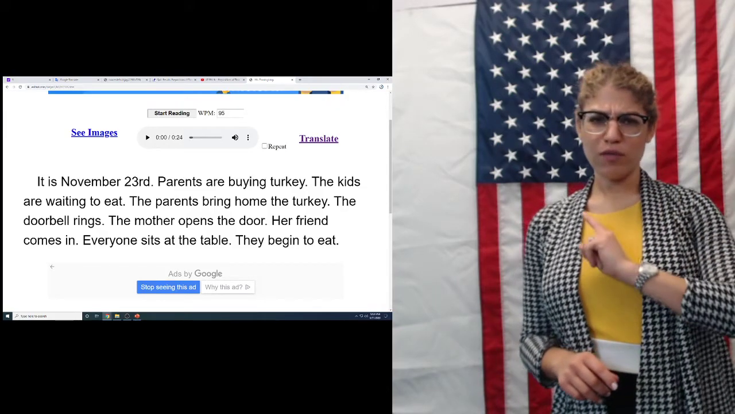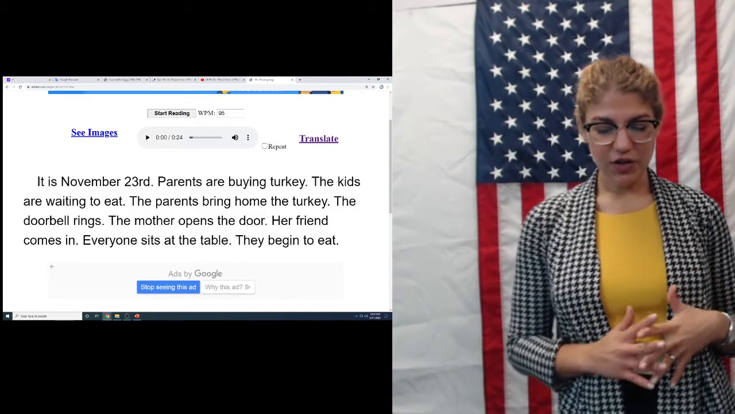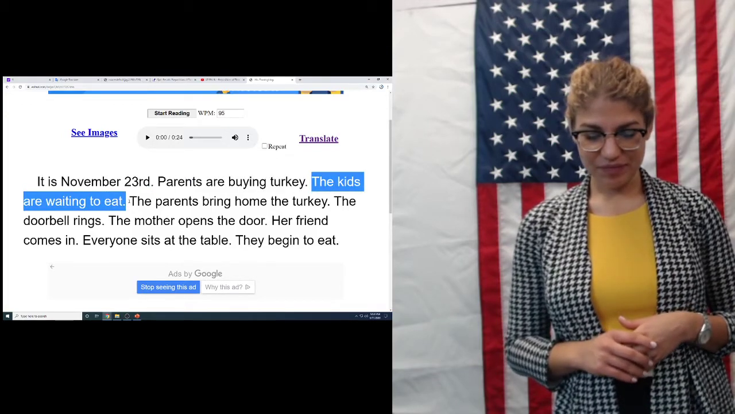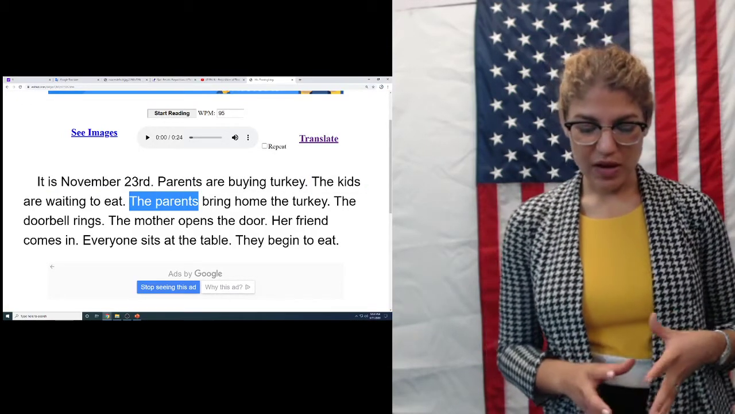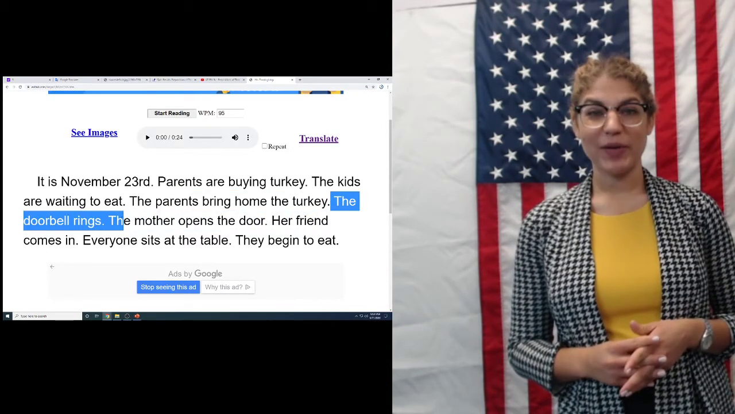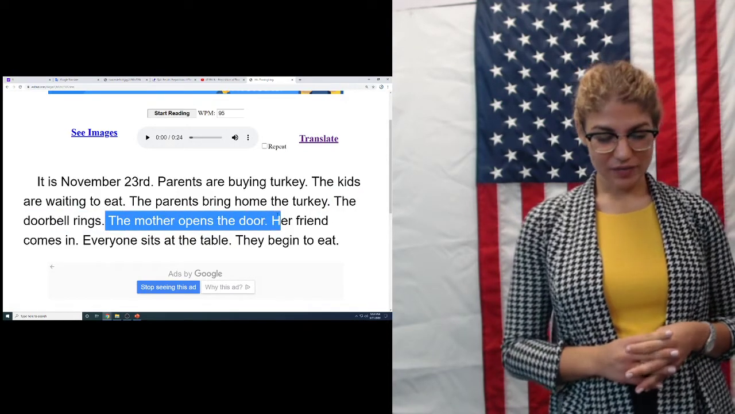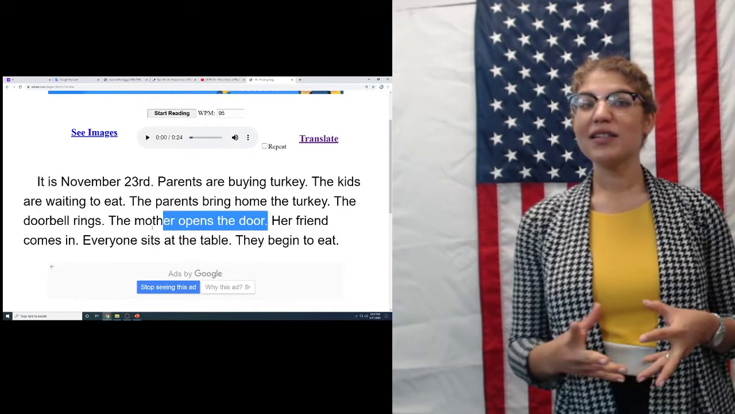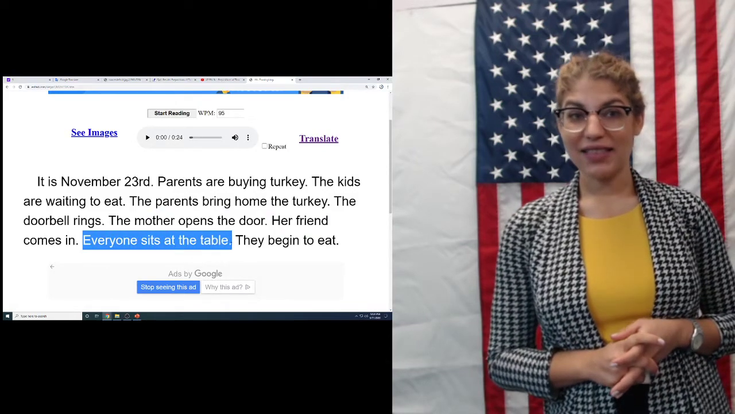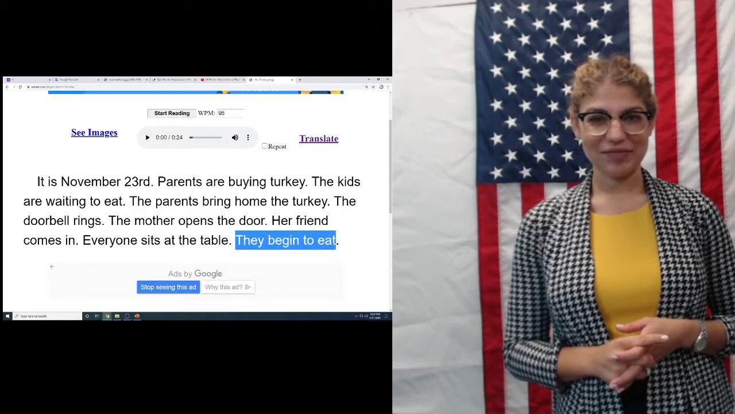It is November 23rd. Parents are buying turkey. The kids are waiting to eat. The parents bring home the turkey. The doorbell rings. The mother opens the door. Her friend comes in. Everyone sits at the table. They begin to eat.